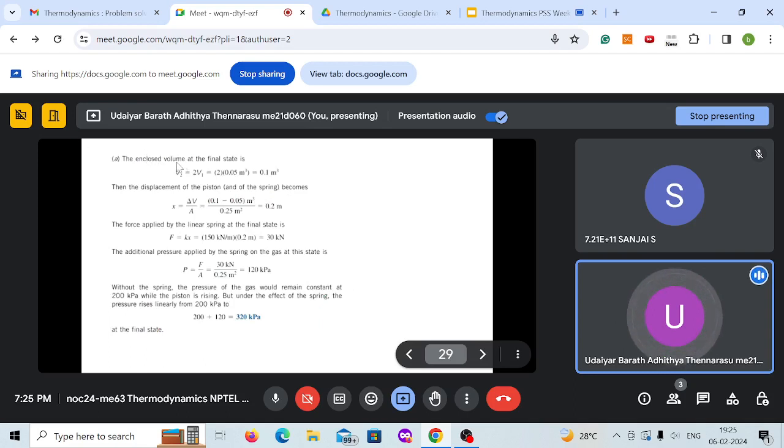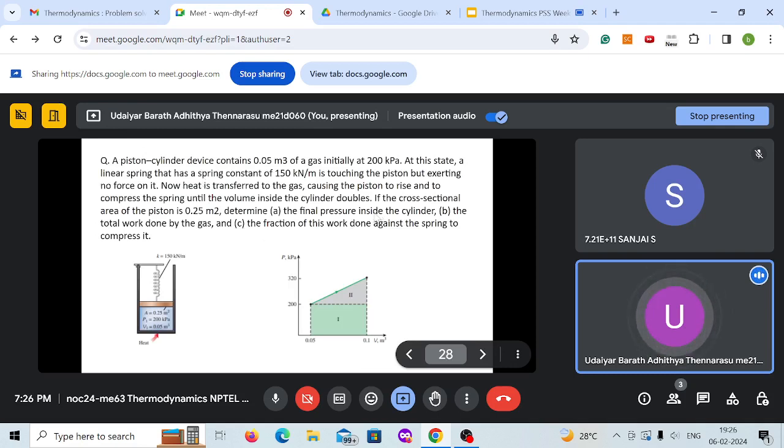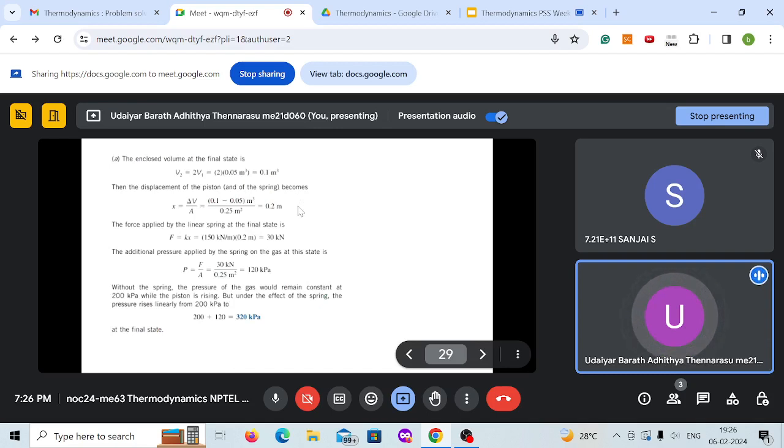So the enclosed volume at the final state: heat is transferred to the gas so that the volume inside the cylinder doubles. So you know V2 is 2 times V1. V1 is 0.05 meter cube, so V2 will come out to be 0.1 meter cube.